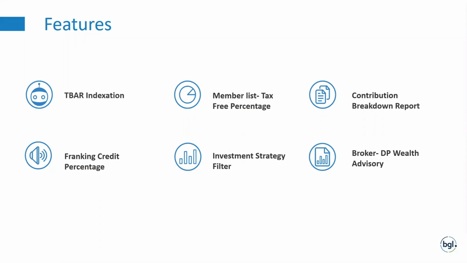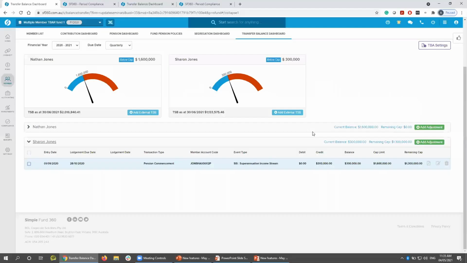Okay, so let me first jump into Simple Fund. Just to give you a quick update on the TEBA indexation change. In terms of what transpired, due to the December quarter CPI hitting the required thresholds, the TEBA cap increased from 1.6 million to 1.7 million. That 100K increase will take place as of 1 July 2021.